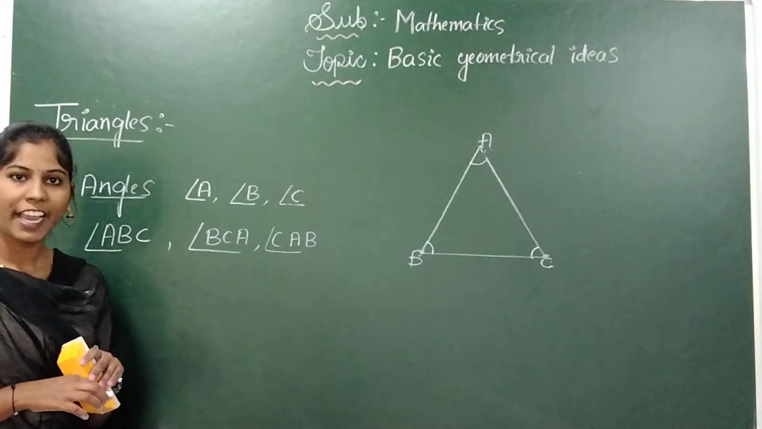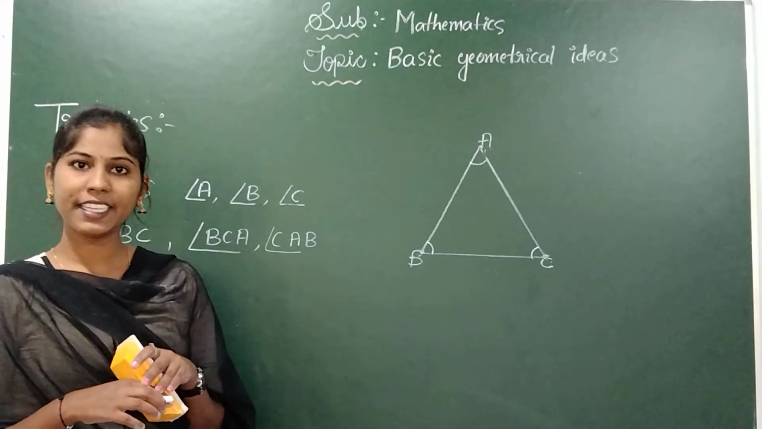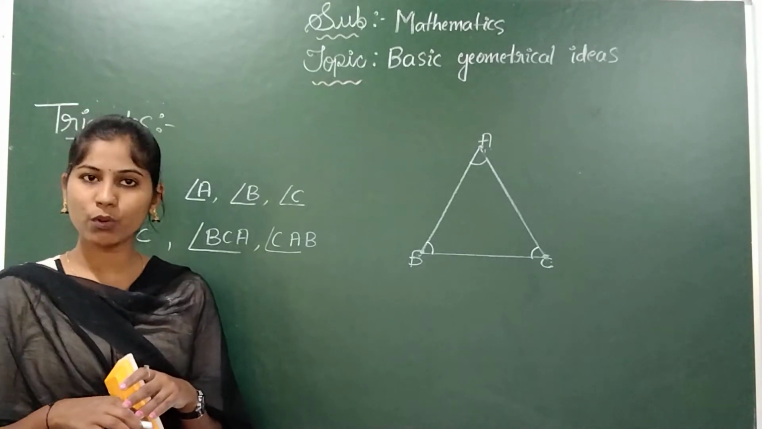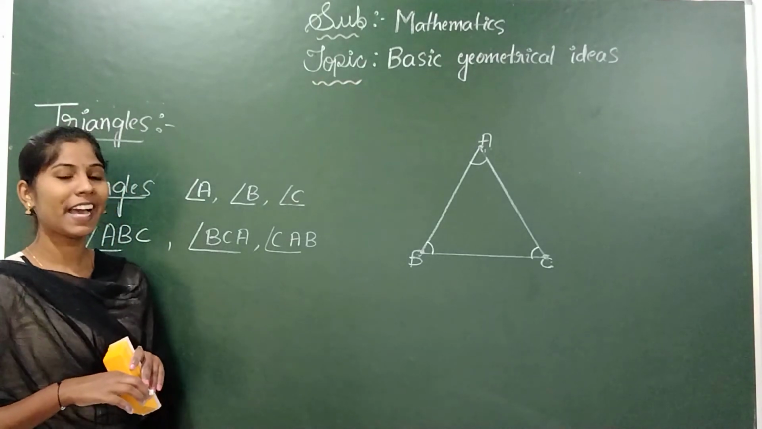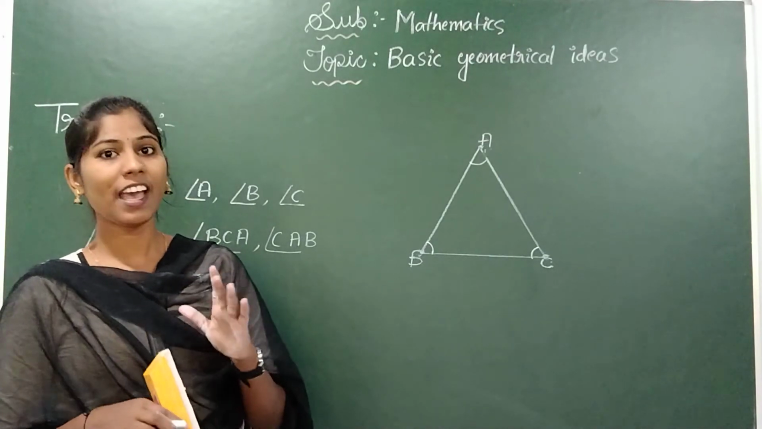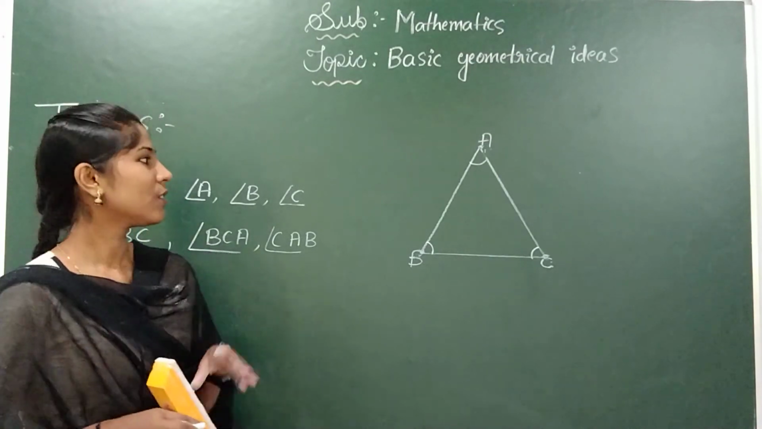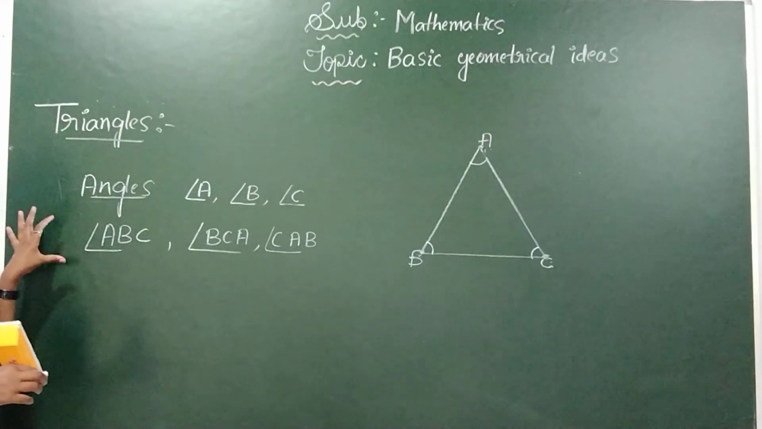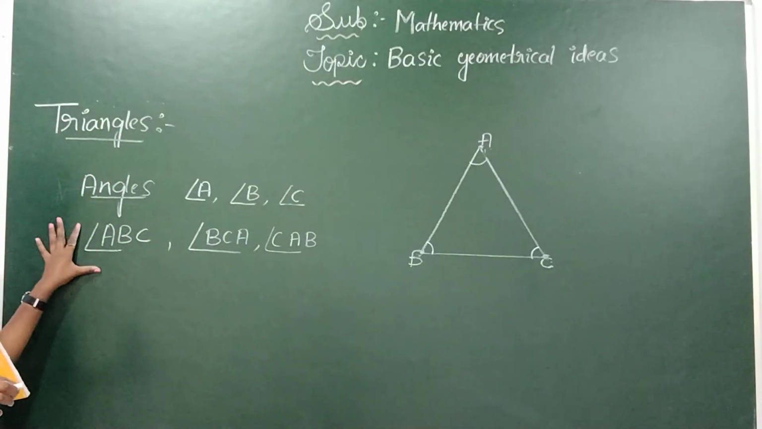The triangle is a three-sided polygon. It is a closed figure and it has three vertices, three sides and three angles. Okay. So this is all about the triangles. This is a triangle. It is one kind of polygon.